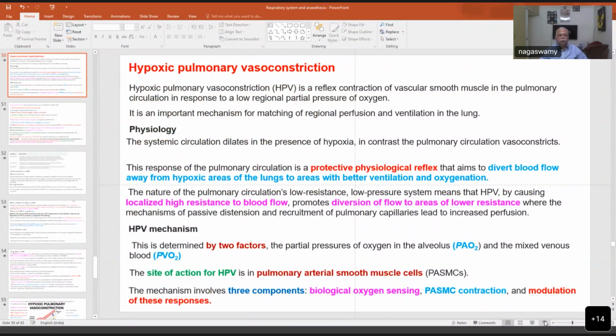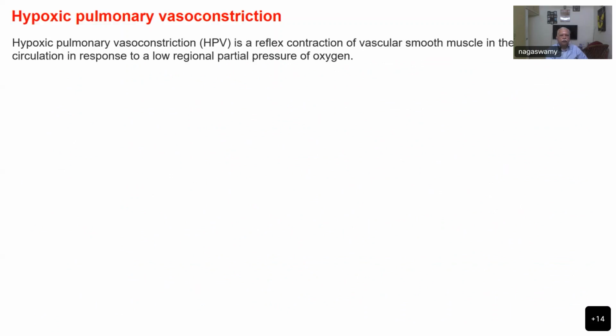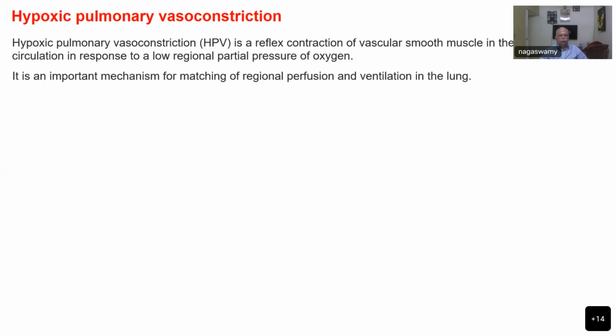So I think it's visible. It's a reflex contraction of the vascular smooth muscle in the circulation in response to low regional partial pressure of oxygen in the alveoli. It is not in the blood. Please remember that. Whenever the alveoli are not ventilated and no oxygen is coming to the alveoli, immediately the pulmonary capillaries which are perfusing the alveoli collapse or constrict. So it is an important mechanism for matching the regional perfusion and ventilation in the lung.